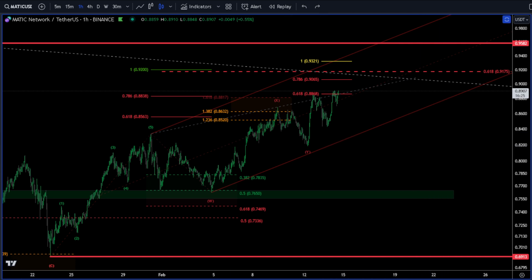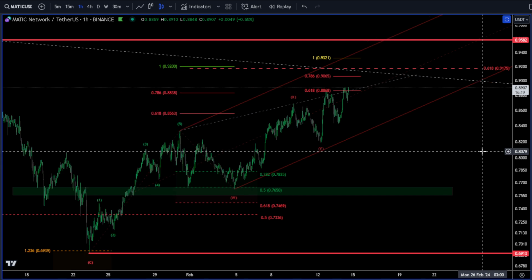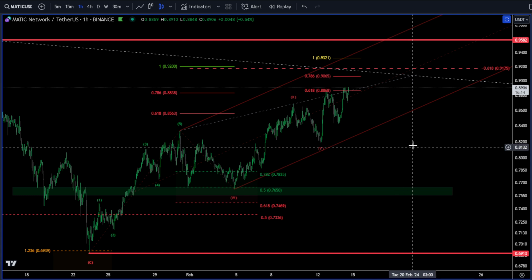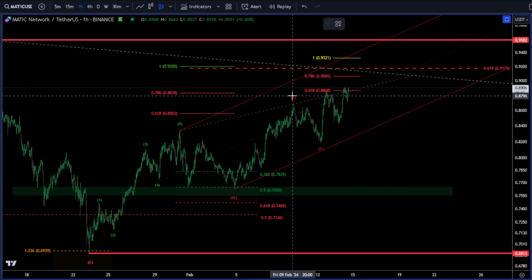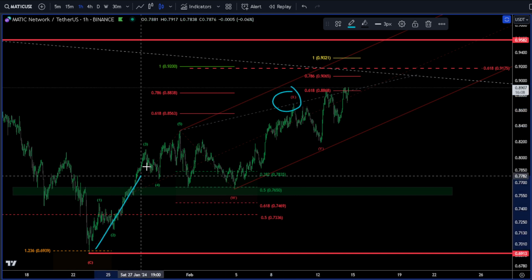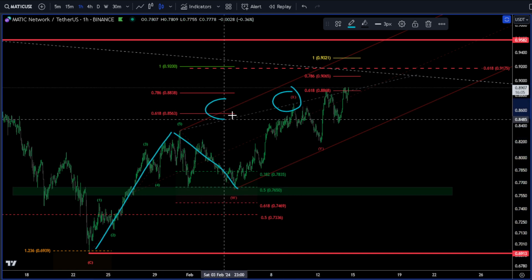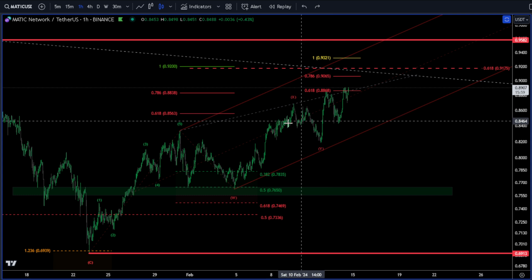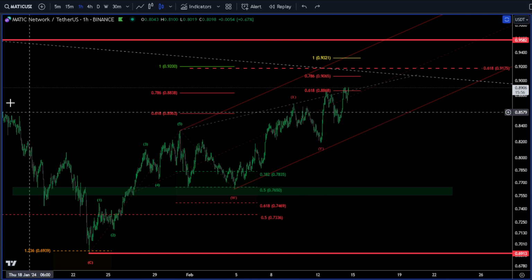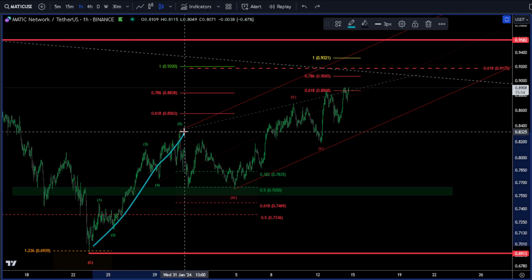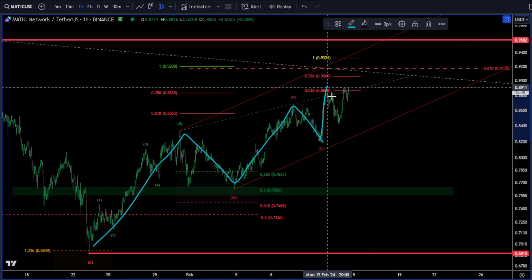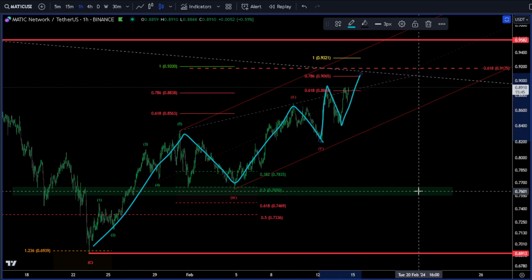Now, option number 2, I'll show you that, is this is actually a very complex leading diagonal in itself. And that is, you can see we came between the 618 and the 786 of this move here off this pivot, which is right here between 85 cents and 88 cents. And if that's the case, and we are actually making a diagonal, what that would look like is wave 1, 2, 3, 4, and looking for this to just be an ABC to complete, ABC, and that's our fifth.